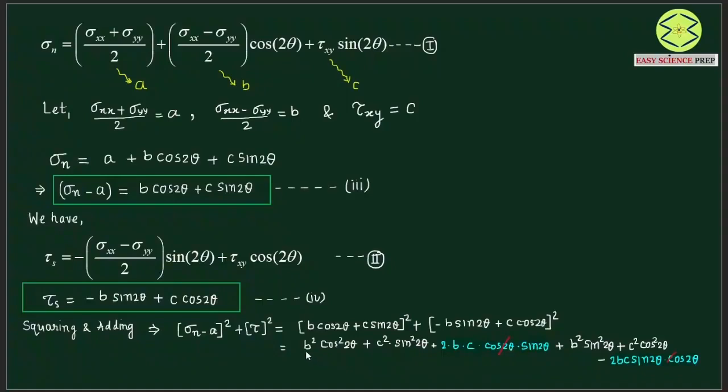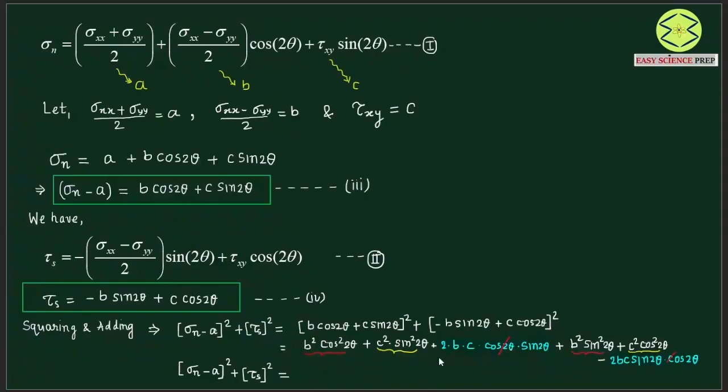Here, this is B square cos square 2 theta and this is B square sin square 2 theta, so you can take B square common. And this is C square sin square 2 theta, and this one is C square cos square 2 theta, so we can take C square common. When I take B square common, there will be cos square 2 theta plus sin square 2 theta, which is going to be 1. So we will get simply B square here, and similarly for C square we have sin square 2 theta plus cos square 2 theta. So the remaining would be C square.